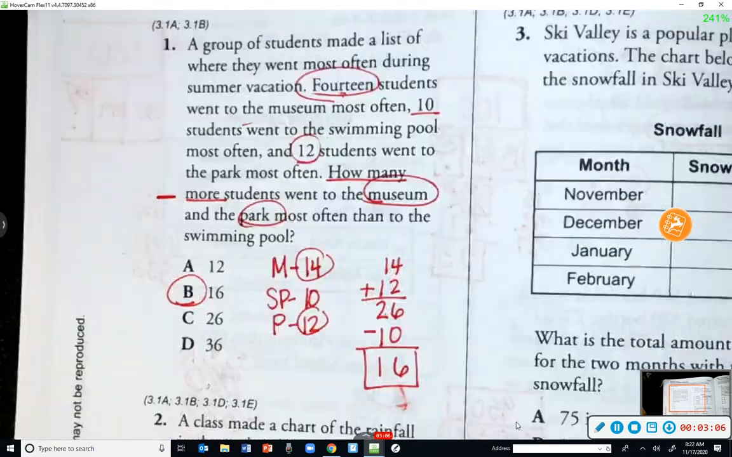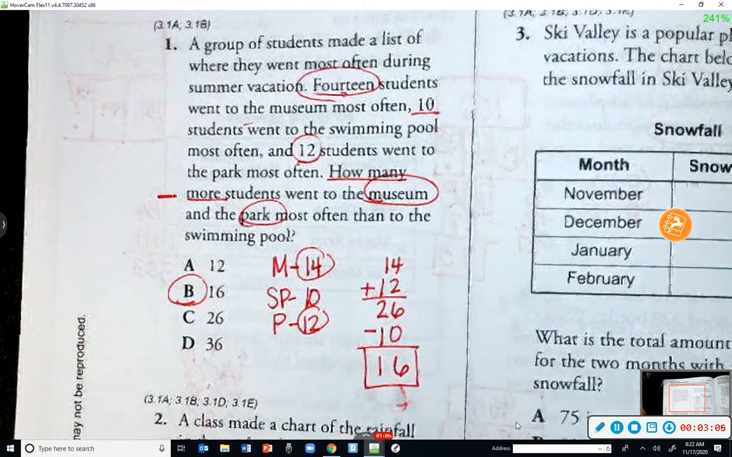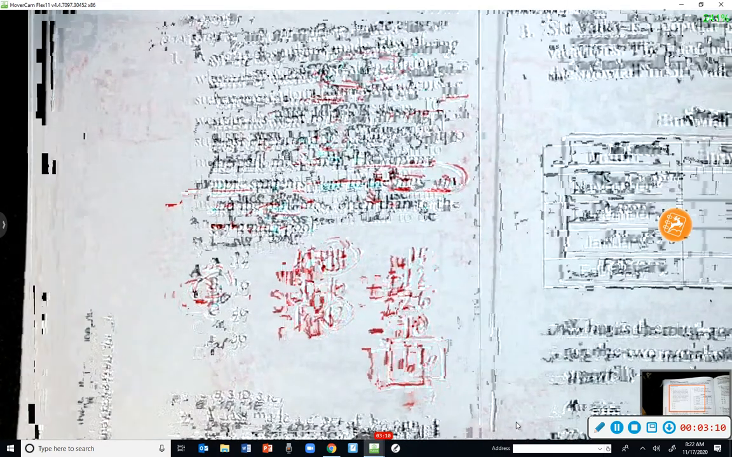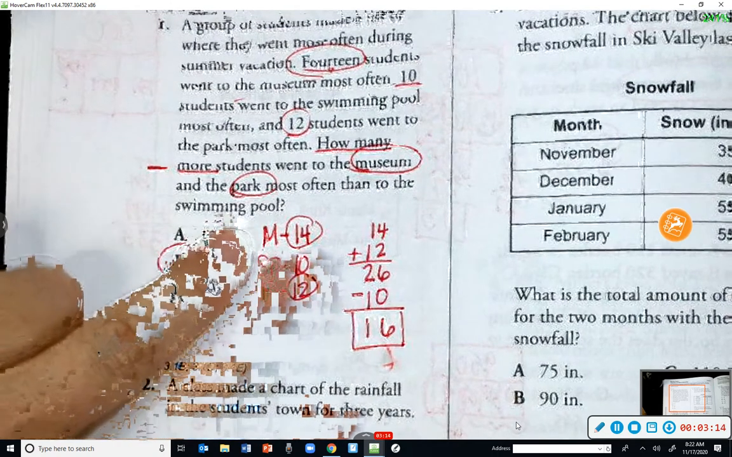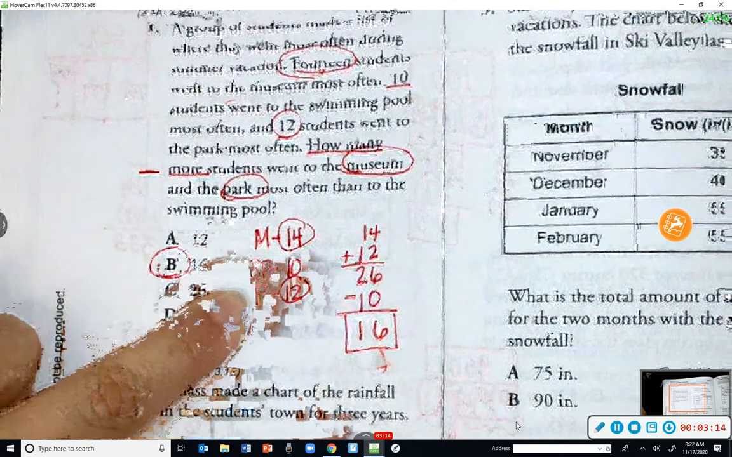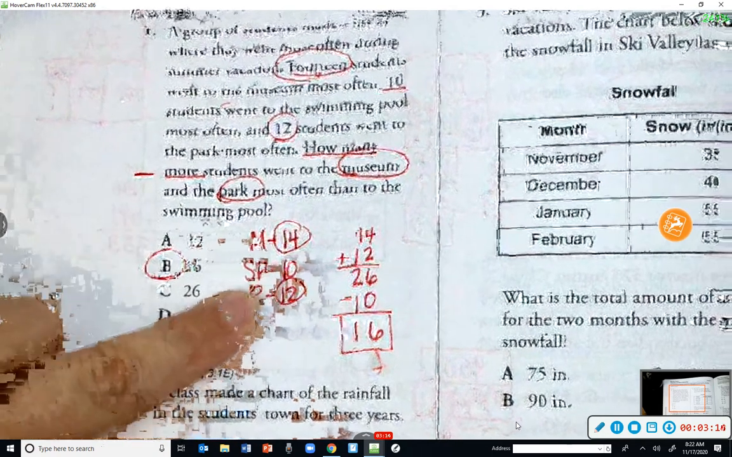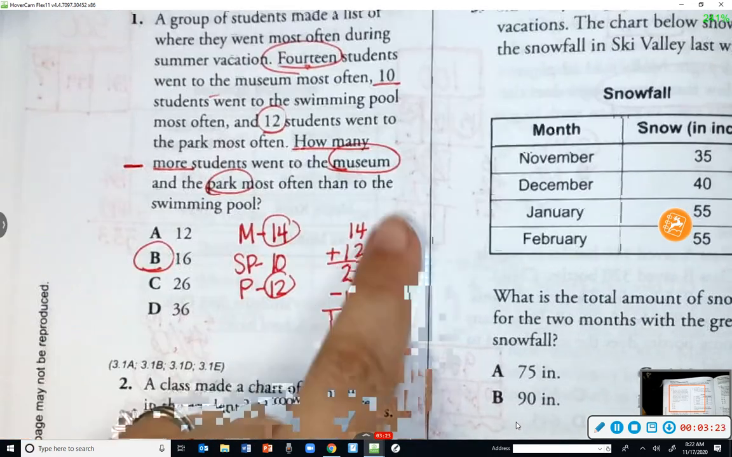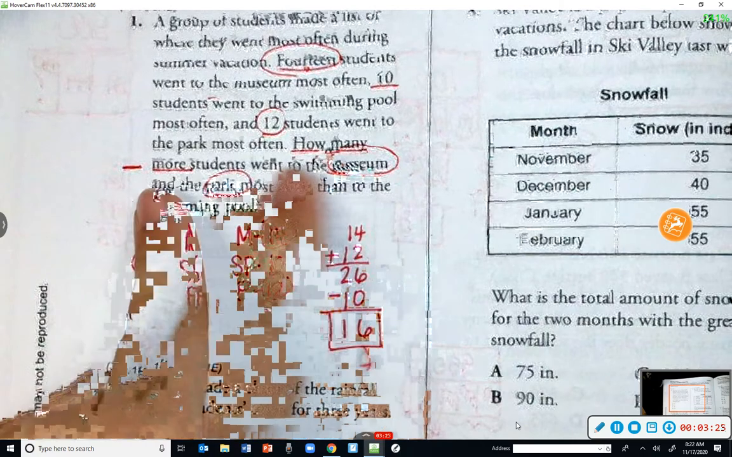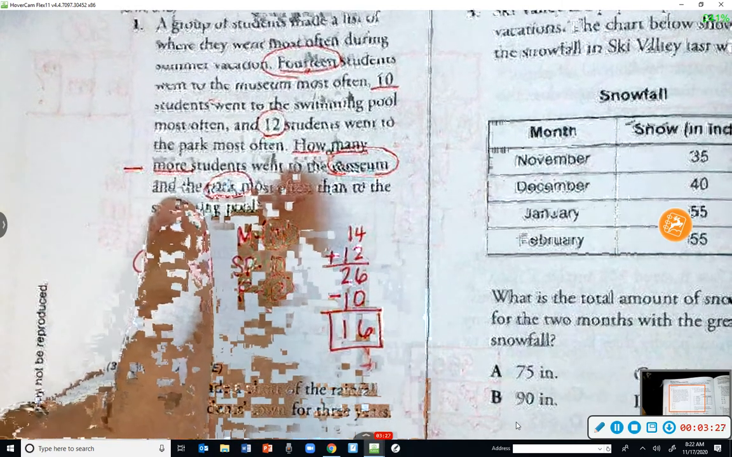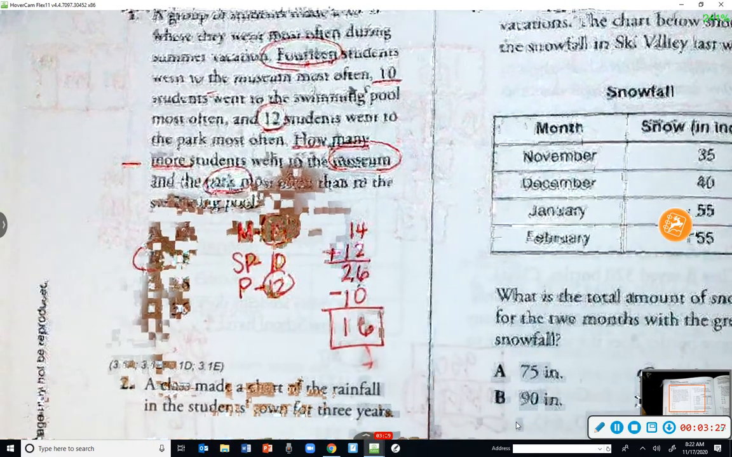Okay, multi-step word problems. So I used a couple different strategies here. I made a quick little list because that was easier for me to look at than having to go back up here and find the numbers every time. I labeled how many more meant to subtract, and when I saw and, I added, okay?